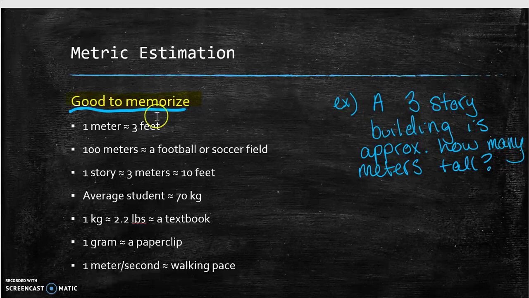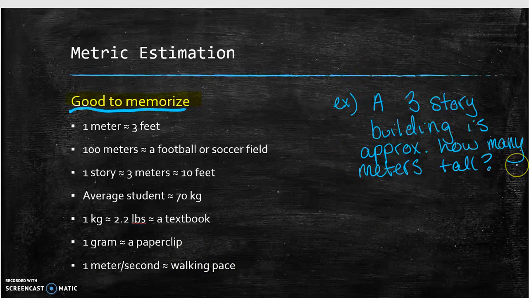So some good things to memorize in terms of metric estimation is that 1 meter is approximately 3 feet. 100 meters is a football field or a soccer field. 1 story is 3 meters or about 10 feet. The average student is 70 kilograms. 1 kilogram is 2.2 pounds, which is about a big, good textbook. And a gram is about a paperclip. And a meter per second is walking pace.